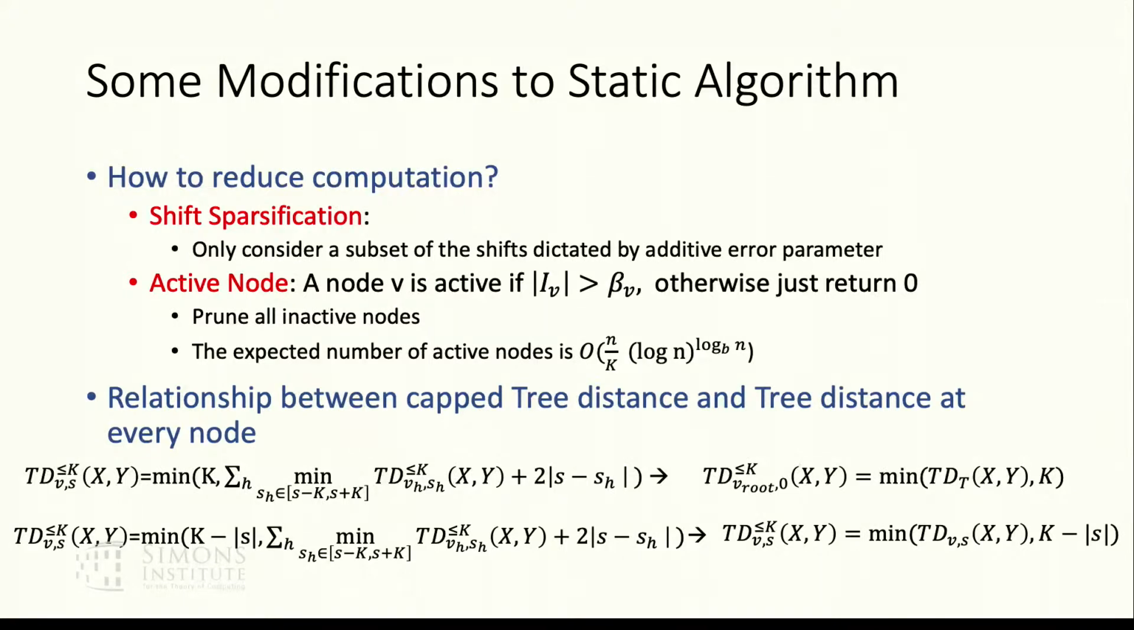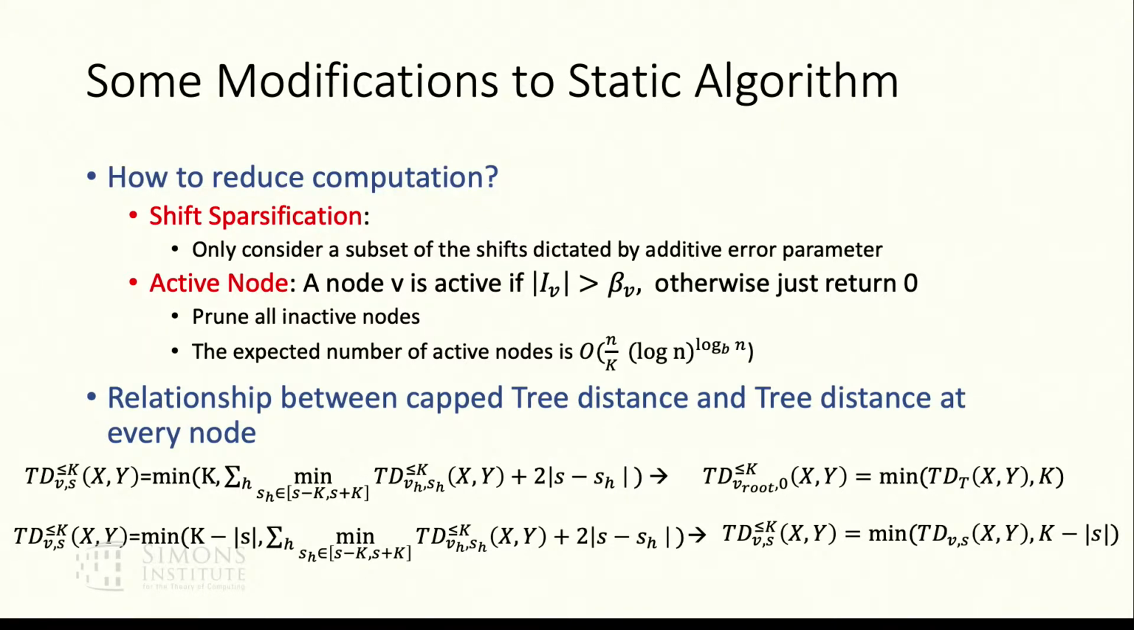So you will call a node active if that interval is greater than the precision. Otherwise, you will call it inactive. So what does that mean? Suppose you have an interval of length 5, and you say, hey, I can allow an additive approximation factor of plus minus 10 at that node. Then it's an inactive node because I_v is less than beta_v.